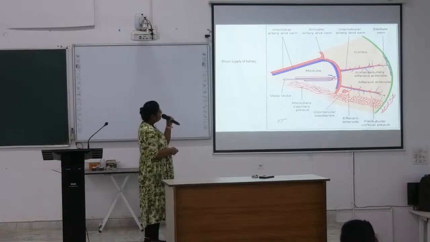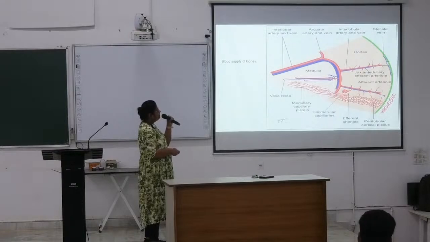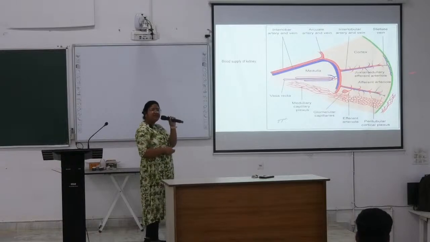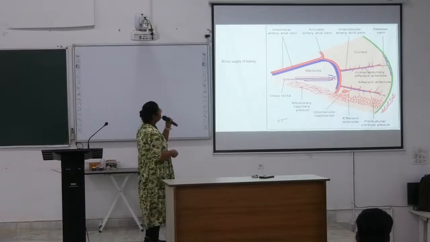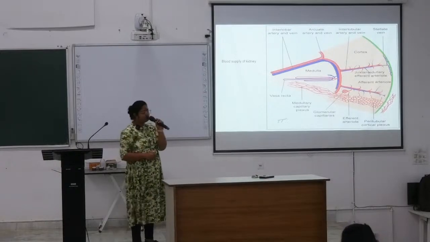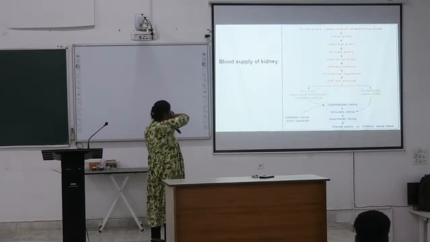And this peritubular capillary plexus is again draining into this interlobular vein, draining into the arcuate vein, draining into the interlobar vein, and then they are joining to form the renal vein. Okay, the renal vein drains into the inferior vena cava directly. Okay, next.